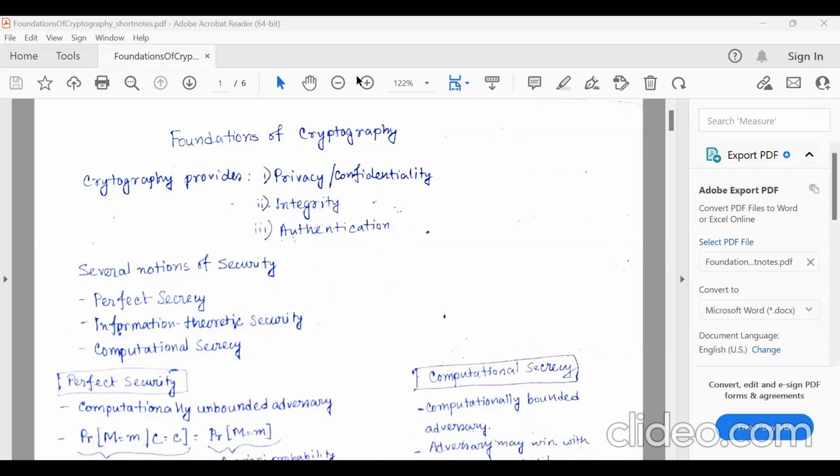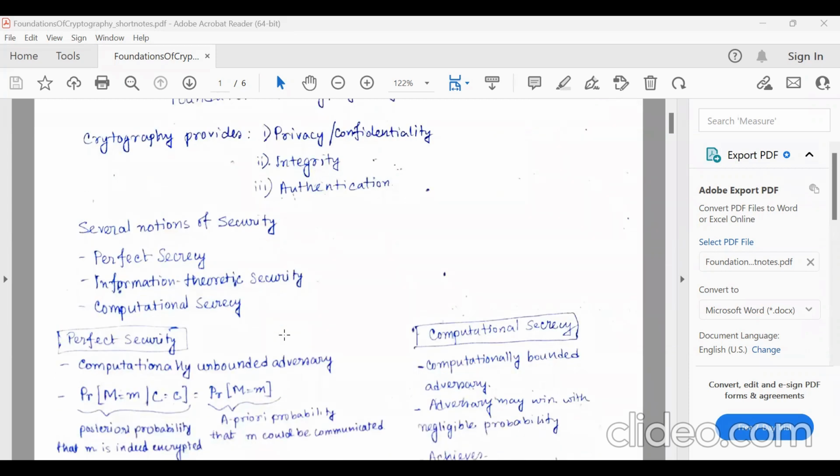To achieve these three goals, there are several notions of security. There is perfect secrecy, which was initially introduced in this course. Then we also talked about information theoretic security when we discussed information theoretic secure MAC or one-time MAC. We will come to that. And then we also discussed computational secrecy. Perfect secrecy is, as you know, perfect, and in practice nothing is actually perfect.